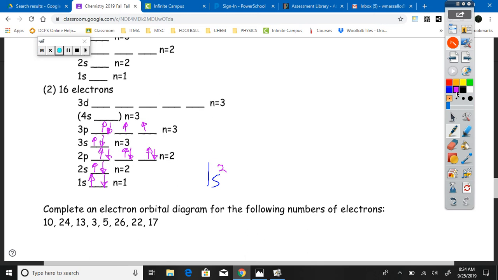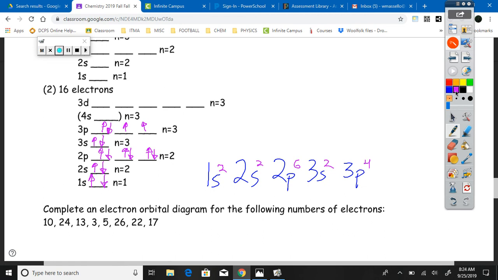Okay? In room 2S, how many hogs do I have? So I'm going to put a little superscript 2. In room 2P, how many hogs do I have total? 6. I'm going to put a little 6. In room 3S, I have 2. In room 3P, I have a total of 4.